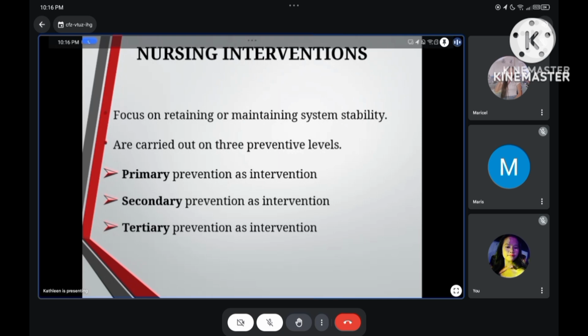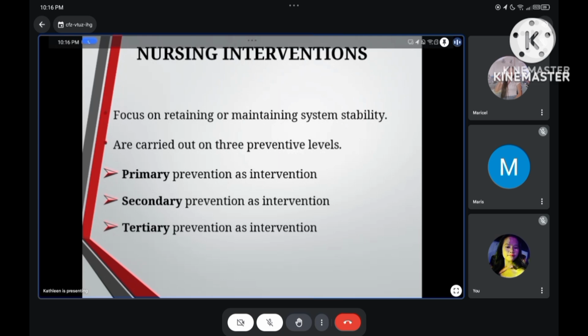Secondary prevention is after stressor impact, or early intervention. An example is screening and early treatment for hypertension. When a patient has been diagnosed with high blood pressure, the nurse immediately begins monitoring the patient's blood pressure regularly and provides medications and dietary advice to prevent further complications like heart disease or stroke.